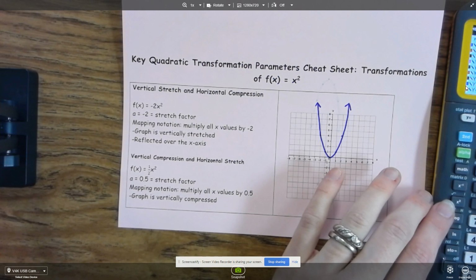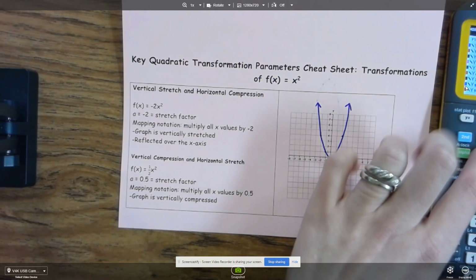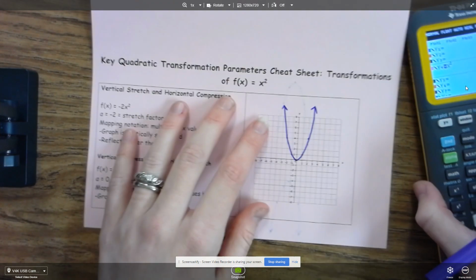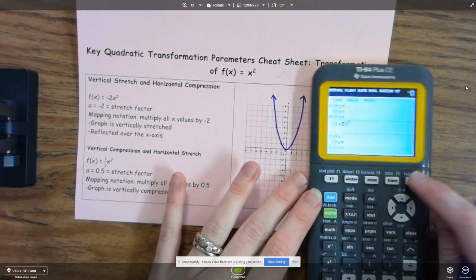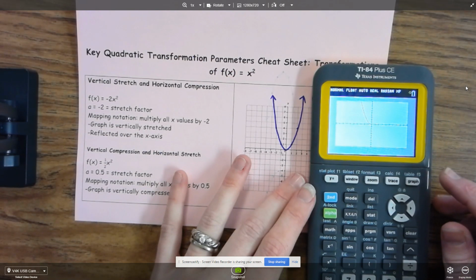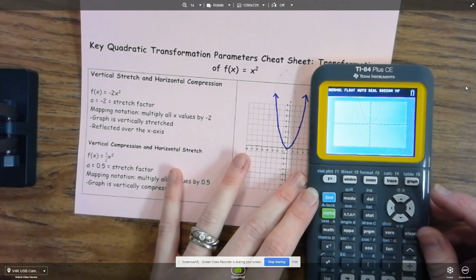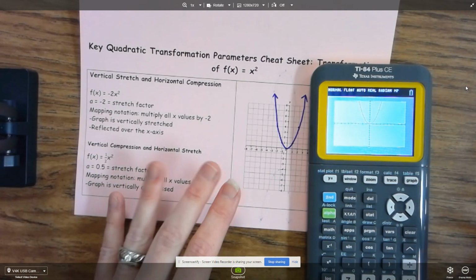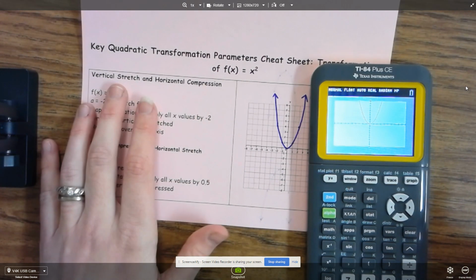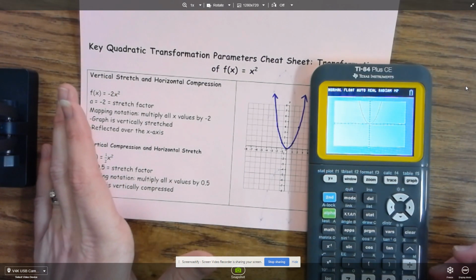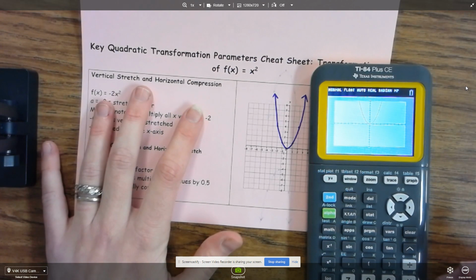And so if you graph these, I'm going to do it in purple so it matches what you're seeing. Hopefully this will show up. And so that's what it looks like when you graph it. And there are two things that you can have: stretch and compression.